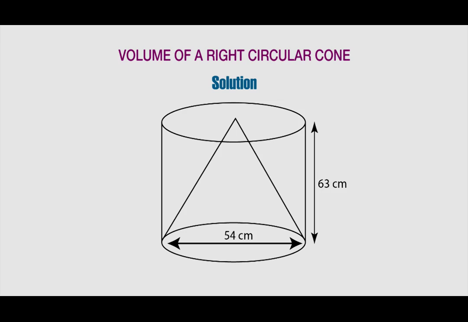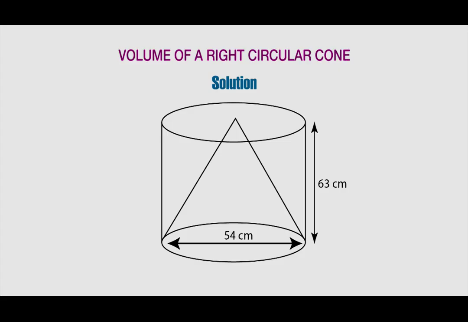We will first draw diagrams to illustrate the question, as we always do. In mensuration, anytime you are given the question, you try to draw the diagram. That will make the question a little clearer. So you see our diagram. You have the cylinder of height 63 centimeters and diameter 54 centimeters. And we have shown our cone in the cylinder.